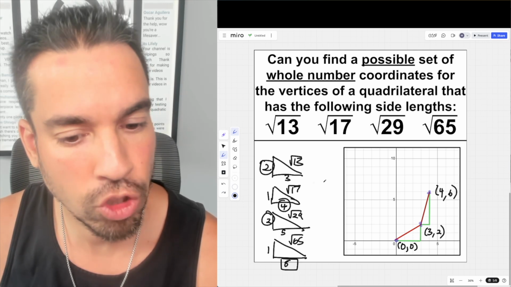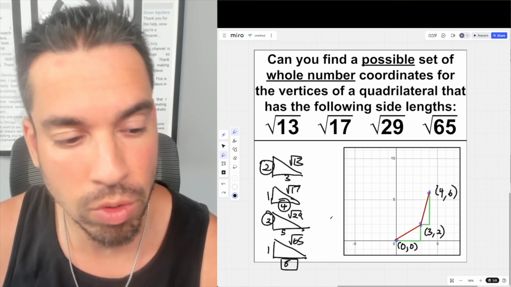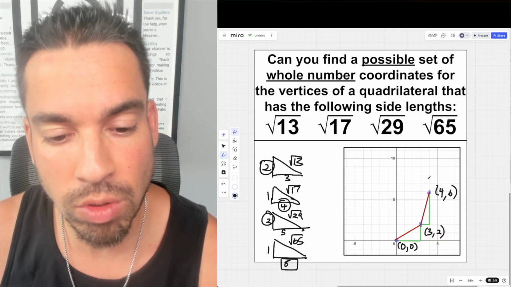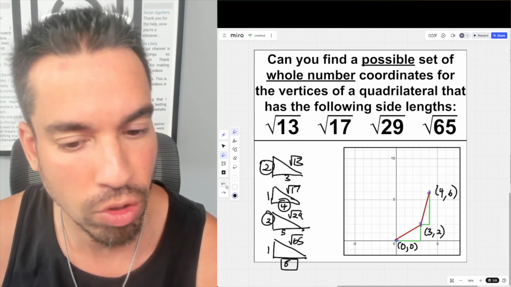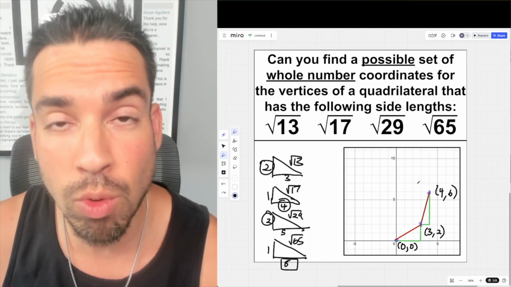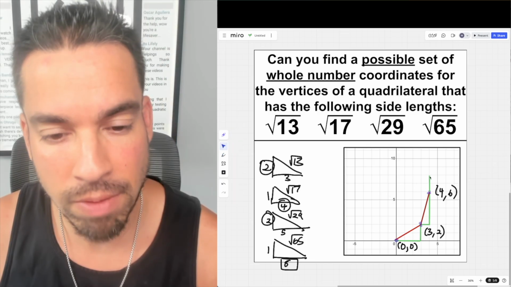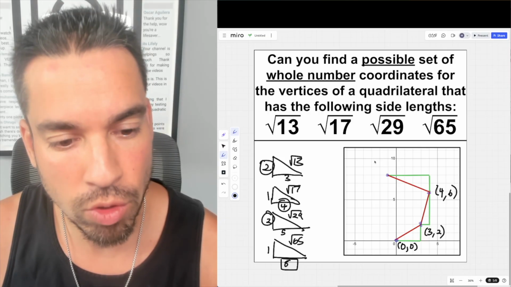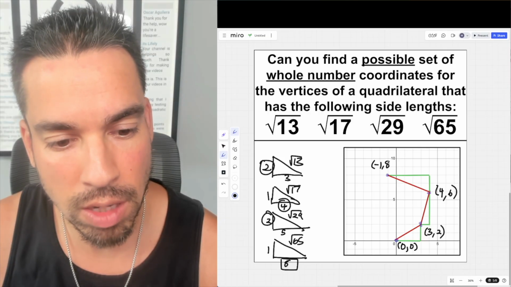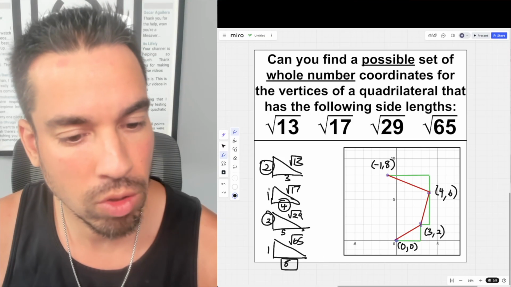Next, we're going to go to this triangle. Again, 2 is going to be my vertical distance, and 5 is going to be my horizontal distance. But I want this to be a closed quadrilateral where we come back to that starting point. So I'm actually going to go 5 horizontally to the left. So there's my vertical movement, there's my horizontal movement by 5 to the left, and there's my new coordinate at -1, 8.